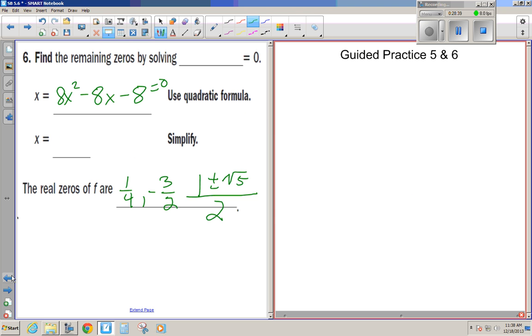So let's try out guided practice number 5. You have 48x cubed plus 4x squared minus 20x plus 3. All right, so pause the video and set up all the possible zeros.